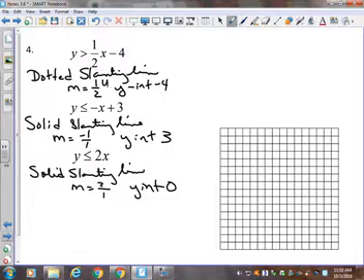So this is going to go up and to the right, this is going to go down and to the right, and this is going to go up and to the right. So this would be a good time to pause your video, if you need to copy all of this down.